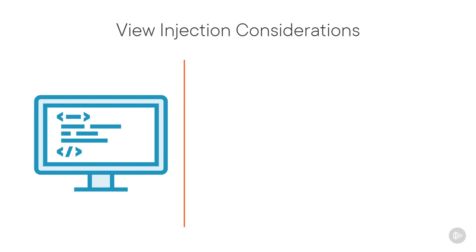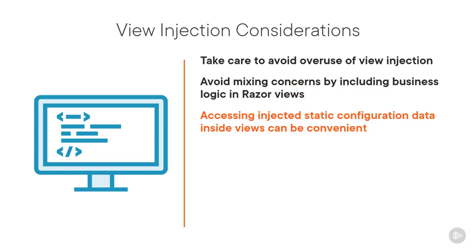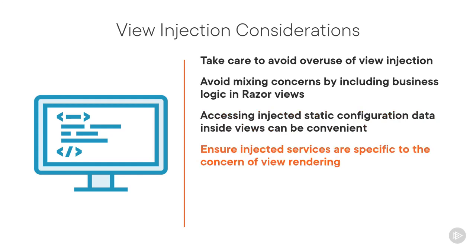While I've shown this approach for completeness, I generally recommend against the overuse of view injection. It tends to mix concerns, leading to business logic creeping into views where it doesn't belong. For something simple like accessing static configuration data, it can be convenient. It can be reasonable to inject services into views when the services are specific to the concern of rendering the view, such as localizing the content or populating drop-down lists with specific data.